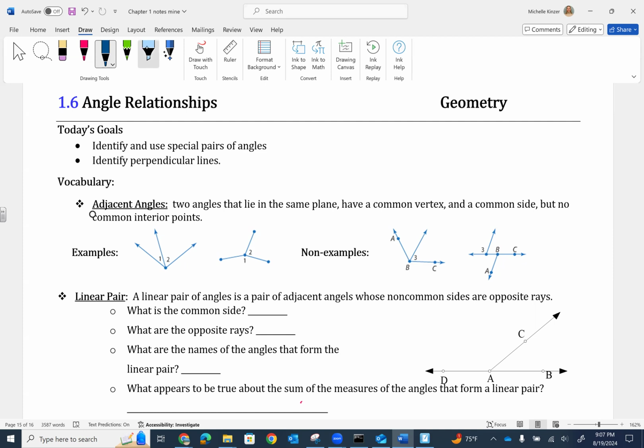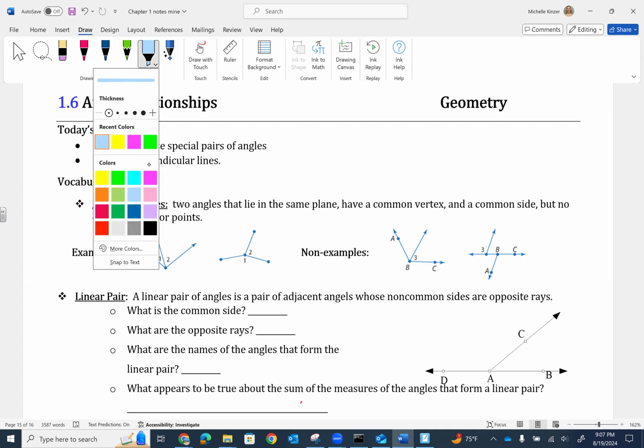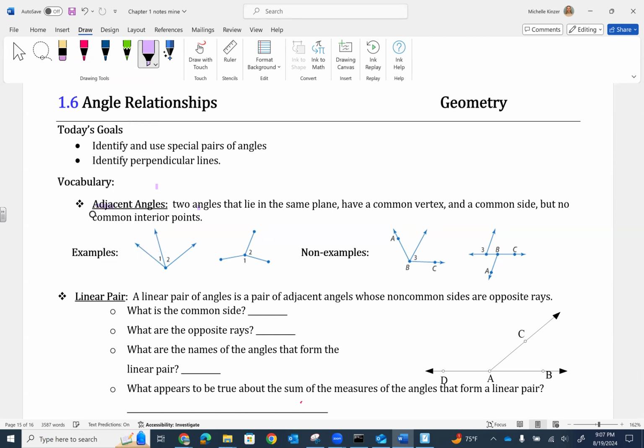Adjacent is a fancy way to say close to. And it means a specific thing in geometry. So it's not just close. It's so close, in fact, that two angles have to be on the same flat surface. So that's the first thing. But they have to have a common vertex, a common side, and they can't overlap. So when they say no common interior points, they mean not overlapping. So you can write that. Can't overlap.